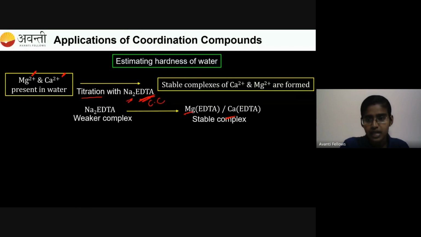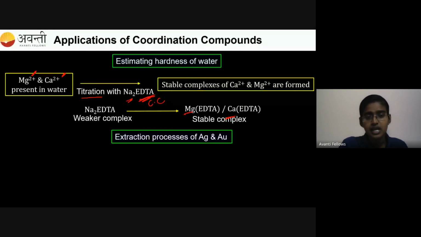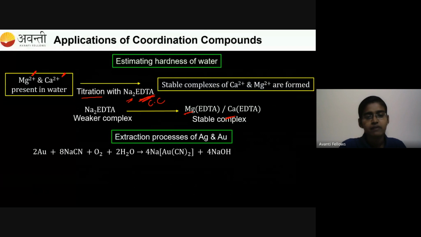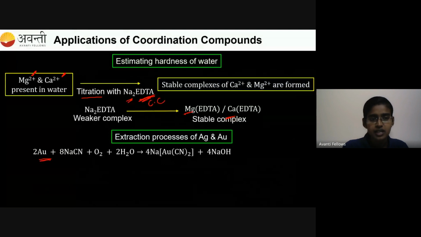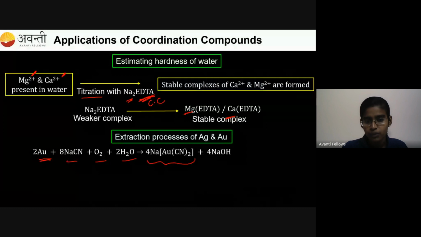And coming to the second application, it is used in the extraction process of silver and gold. You might have studied this in your metallurgy lesson, if it is taught in your schools, but it is deleted for now, right? So you might not have studied that. These reactions are there in this lesson. Silver is treated with NaCN, oxygen and H2O. So there is a formation of one compound, which is nothing but a coordination complex.